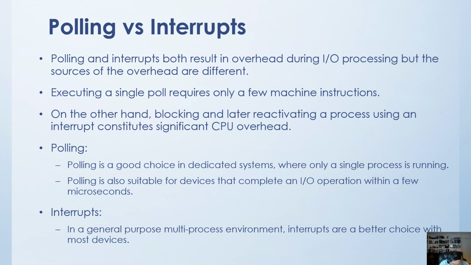Now, on the other hand, blocking and later reactivating the process using an interrupt constitutes significant CPU overhead. Okay. So in that case, unless this operation takes a long time, the interrupt is not worth it. Okay. So the polling is a good choice for dedicated systems where only a single process is running. So in this case, there's no multi-process running. So if you free up the CPU, it doesn't help. The CPU is still going to have nothing to do, right? So you can use polling.